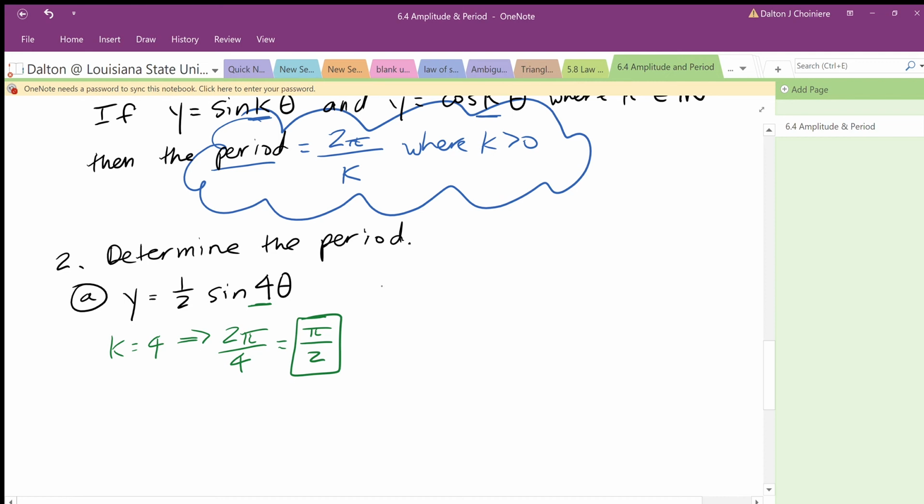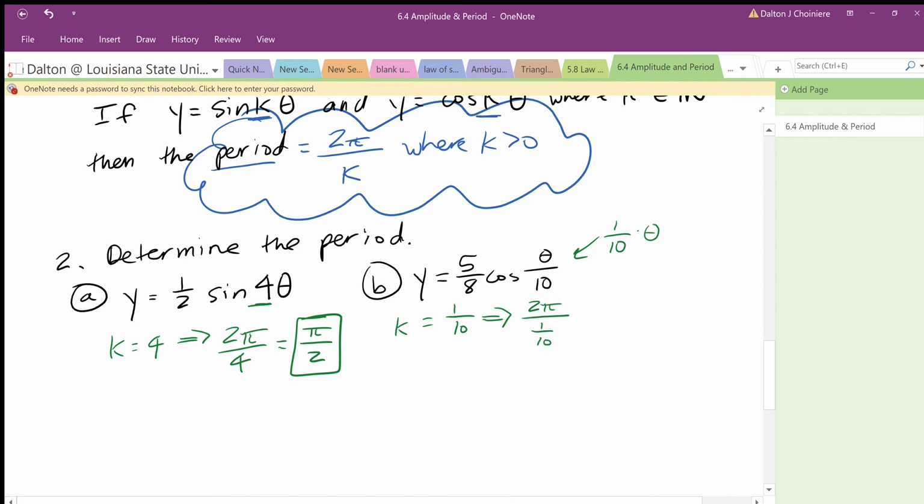Let's do another example, B. Again, I want you to determine the period of the function y equals 5/8 times the cosine of theta over 10. So the first thing to do is identify what is k. Well, k is the number in front of theta. Well, technically, theta over 10 is the same thing as 1/10 times theta. Therefore, we can say k is equal to 1/10. That implies that 2 pi over 1/10 is the period. So I just need to simplify this guy.